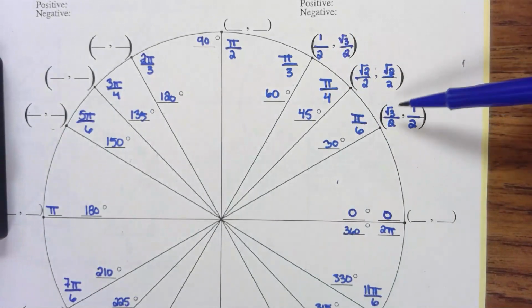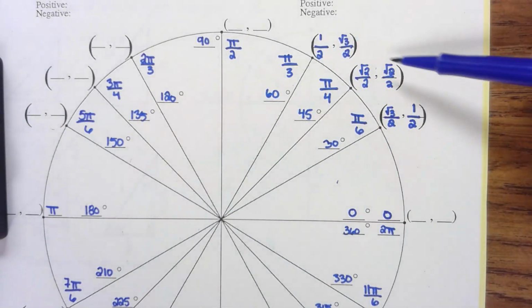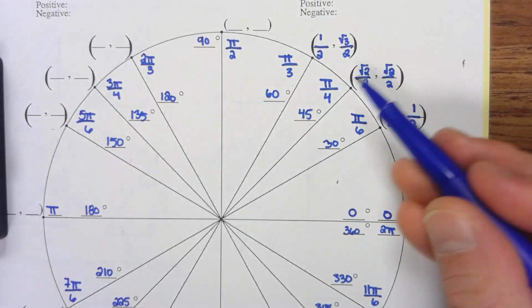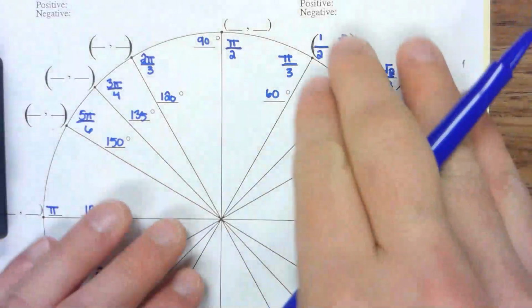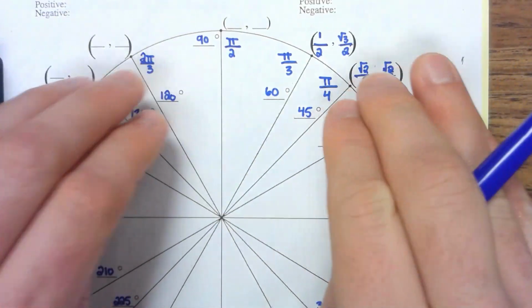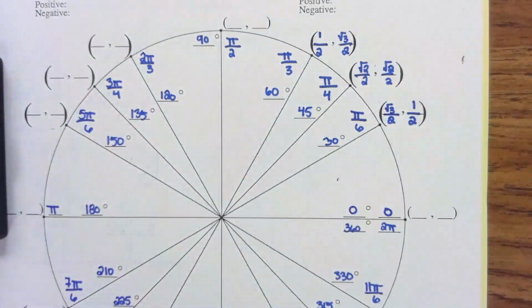Okay, and again, we see some patterns here. Root 3 over 2, root 2 over 2, 1/2, and the y's are just the opposite. The root 2 over 2's will always be paired together. And as we use these coordinates in other quadrants, they're the exact same. We just have to change the signs based on which quadrant we end up in.